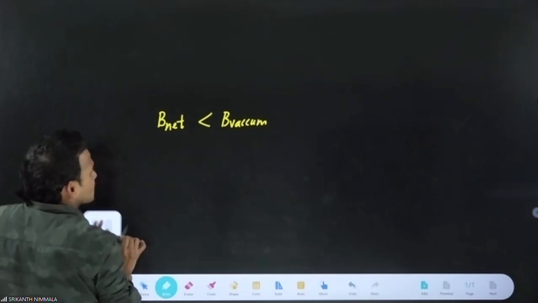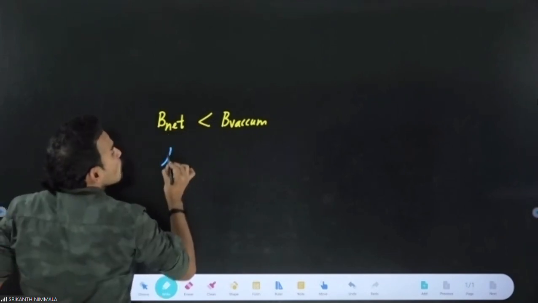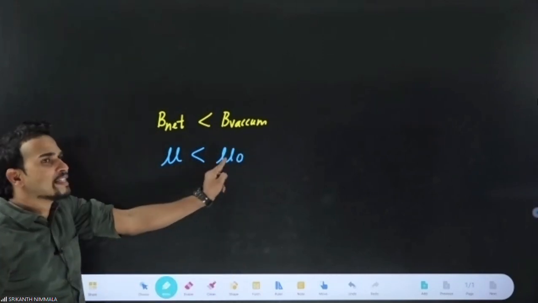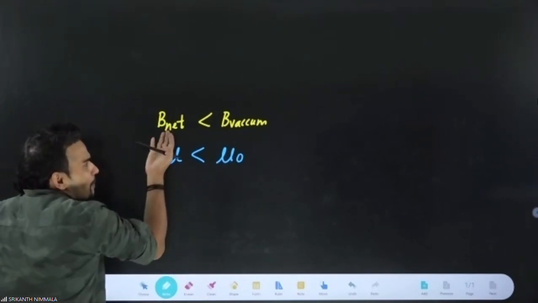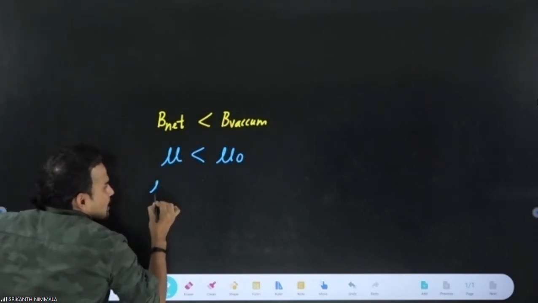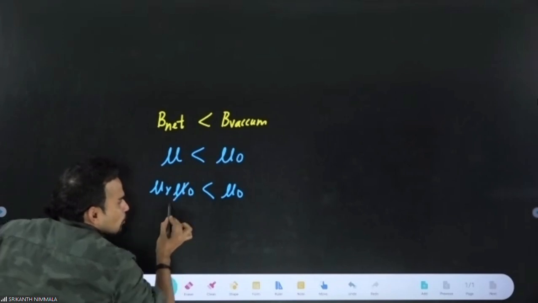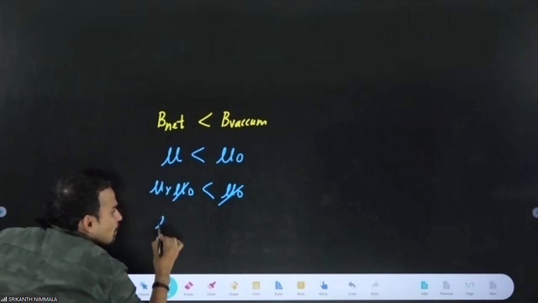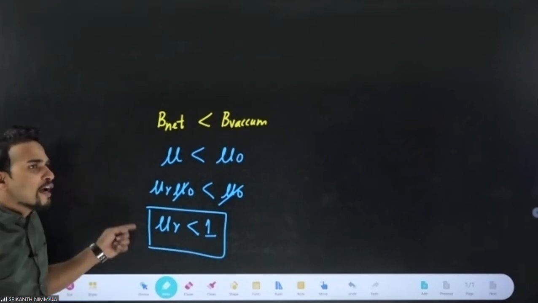Now if magnetic field in diamagnetic material is less than vacuum, that means mu of diamagnetic material will be less than mu of vacuum. Mu will be less than mu naught. If magnetic field is less, permeability will be less. If mu is less, I can write mu as mu r into mu naught. So mu r into mu naught will be less than mu naught. From here mu naught cancels. Don't think 0 will come, 1 will come because product is there. So mu r will be less than 1. This is the value of relative permeability for diamagnetic material.